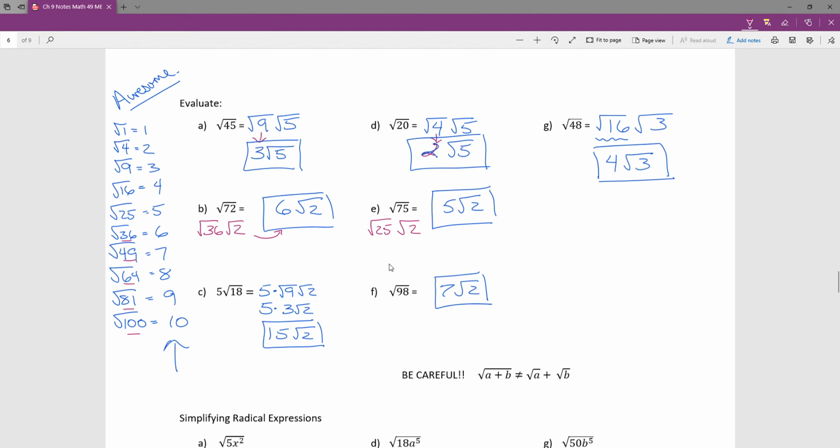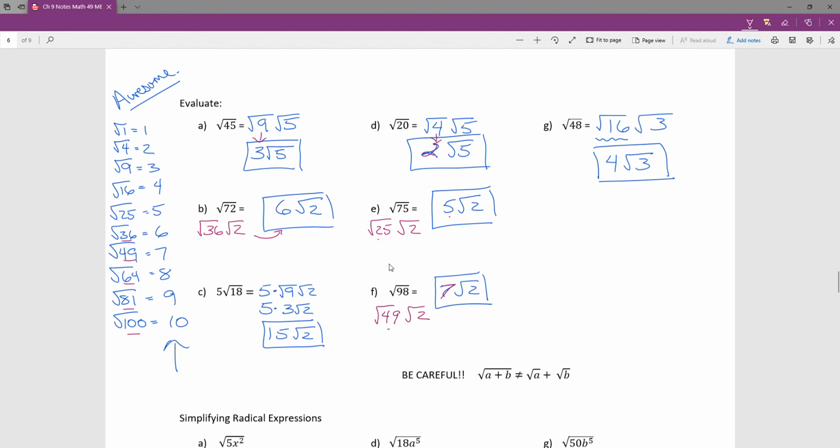I can take the square root of 25 to get my 5, and I leave the square root of 2 alone because it's not a nice, neat number. For F, I'll do them slightly out of order. I would take a look from the bottom up for numbers that would divide into 98 and use your calculator, check things out. I could break that up into root 49 and root 2. And taking the square root of 49 gives me my 7, and I leave the root 2 alone because there's nothing I can do to make that any better.